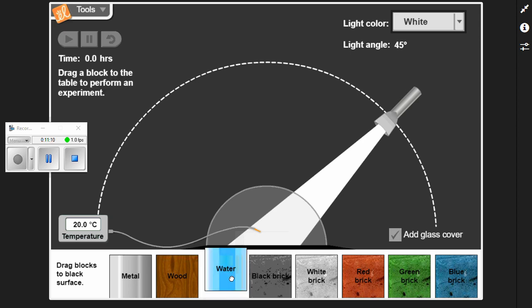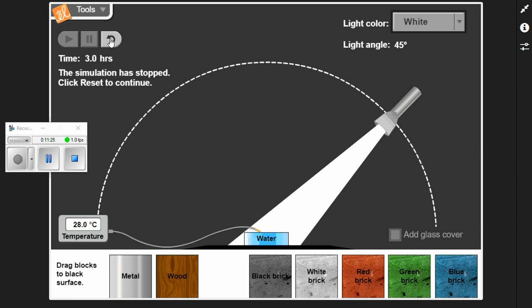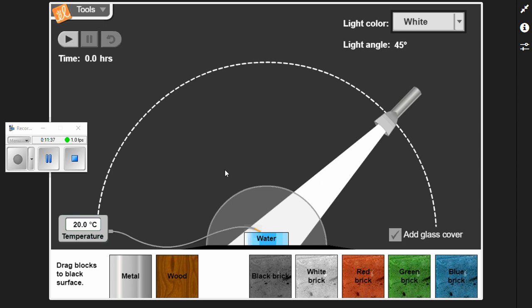And the last one we're going to try is water. Still some reflection going on here. Okay, let's heat her up and see what happens. 28 degrees Celsius. Interesting. Let's put the glass cover on now and heat her up. 31.7 degrees Celsius. Remember, we're studying this section of the textbook because by the end of the studies, we want to be able to explain this and understand this, okay?